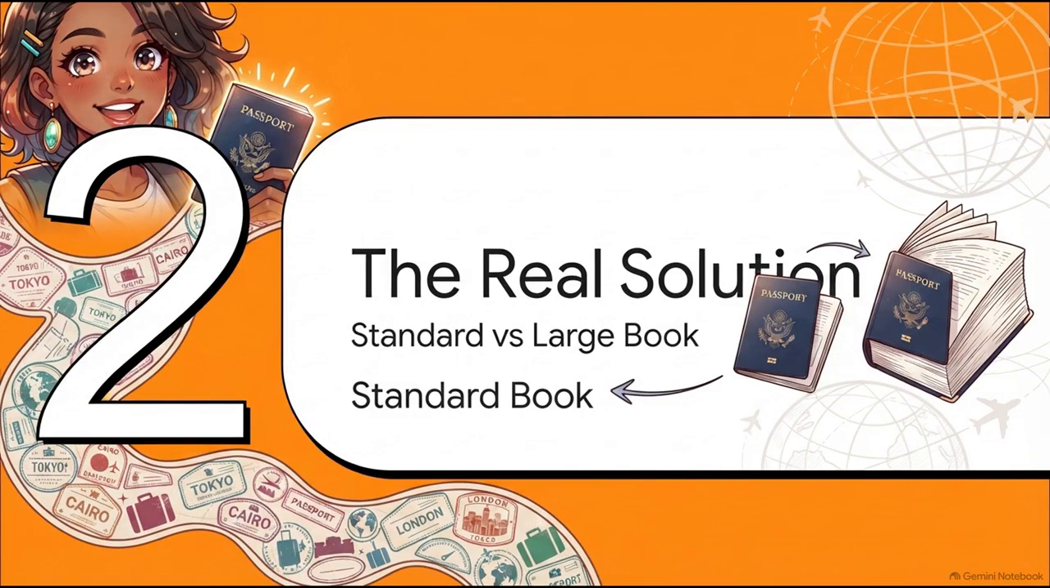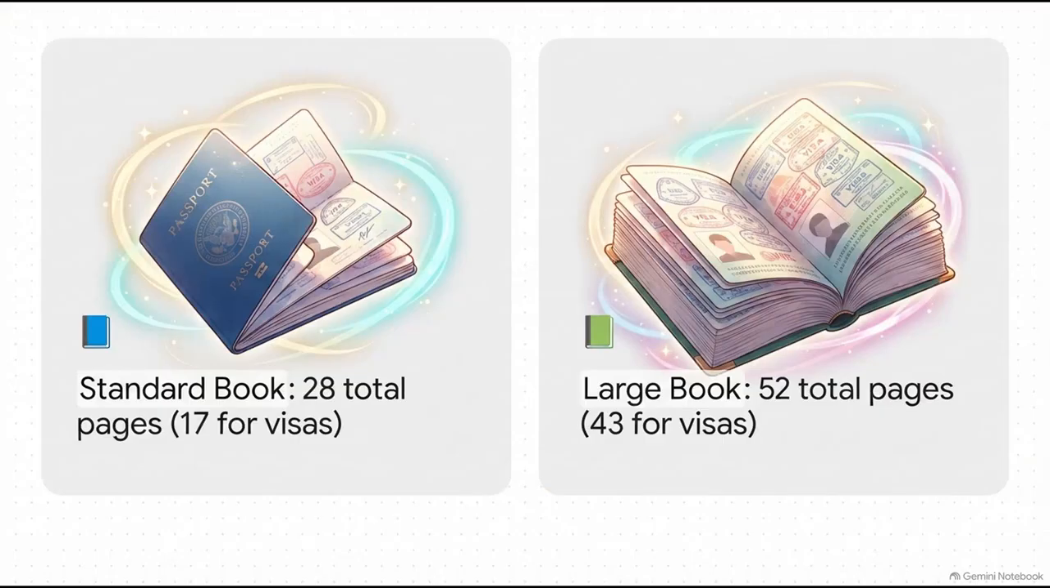Which brings us to Section 2, the real solution, standard versus large book. So let's look at how this builds into an incredible proactive hack for frequent flyers. When you renew, you actually have 2 options. You can get the standard book, which has 28 total pages, leaving you with about 17 pages for actual visas. Or you can check the box for the large book. This beautiful 52-page passport gives you roughly 43 blank pages for your stamps. That is nearly double the space, and the best part is that the physical dimensions of the cover don't change at all. It still fits perfectly in your pocket, it just has a slightly thicker spine.